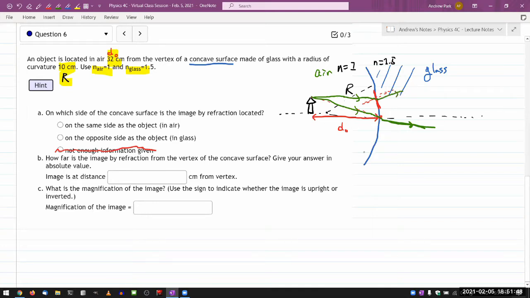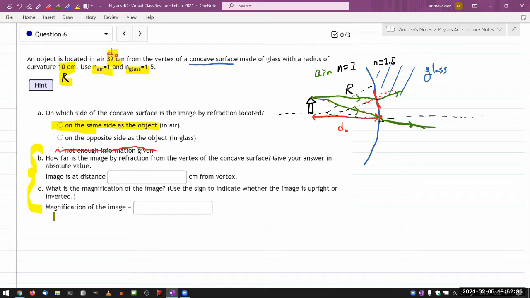So I have a feeling it's gonna be diverging rays on the right hand side, which means when I locate the image, it should be located on the other side, because these are diverging. If I'm trying to look where it looks like these rays come from, I should find it somewhere over here. So with that, I would tentatively say that the image is on the same side as the object. But I'm going to hold off on answering that until I finish answering B and C, because there's gonna be some formulas that I'm gonna have to look up.